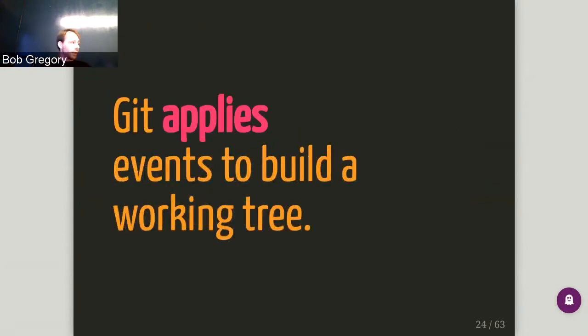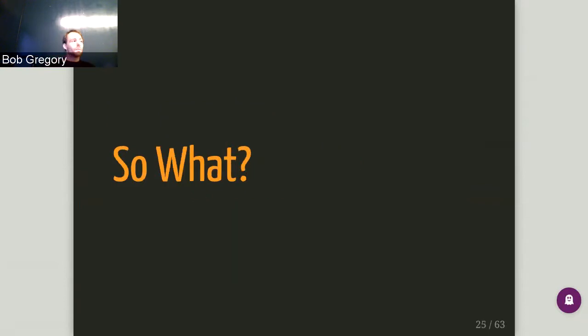Git applies events to build a working tree. When you do a Git checkout, you start with an empty directory, and then Git applies all of those events one after the other. If you look at a rebase, you'll literally see applying change 1, change 2, change 3. So you never really interact with the events. You only ever interact with a view that's composed by applying those events onto an empty working tree. Yeah?